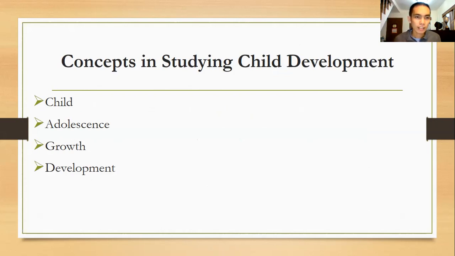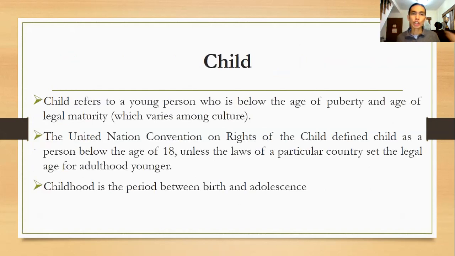The first one is child, then adolescence, growth, and development. A child refers to a young person who is below the age of puberty and the age of legal maturity, which varies among cultures. The United Nations Convention on the Rights of the Child defined a child as a person below the age of 18, unless the laws of a particular country set the legal age for adulthood younger. Childhood is the period between birth and adolescence.